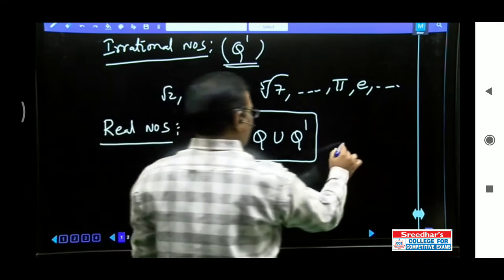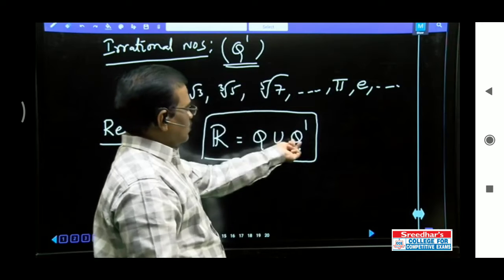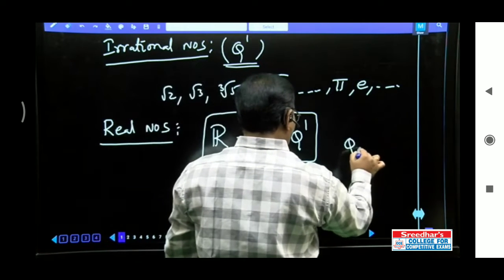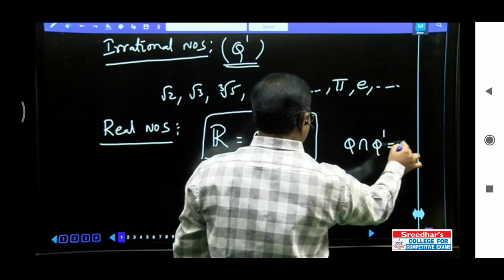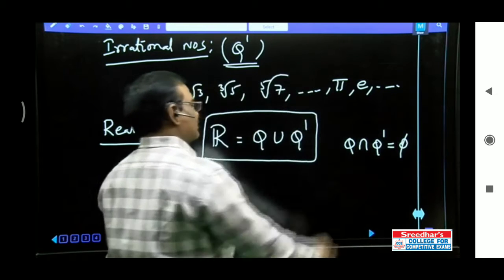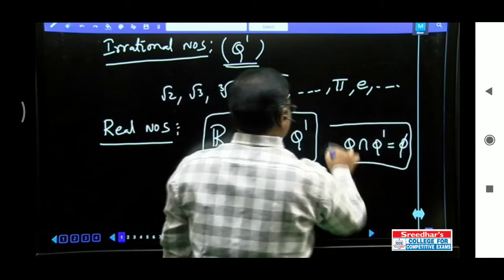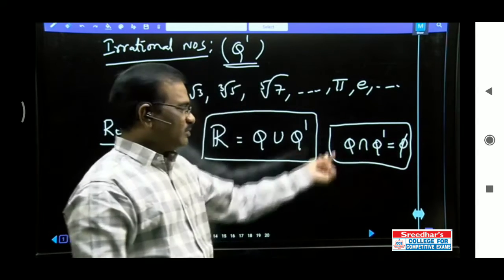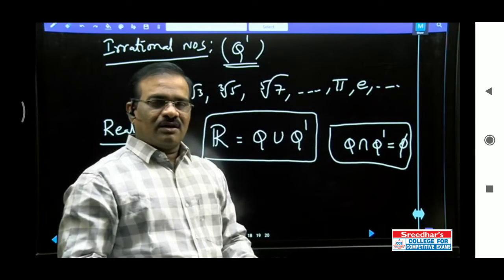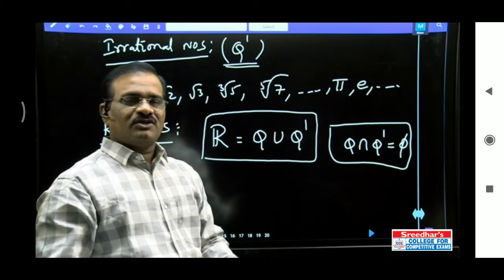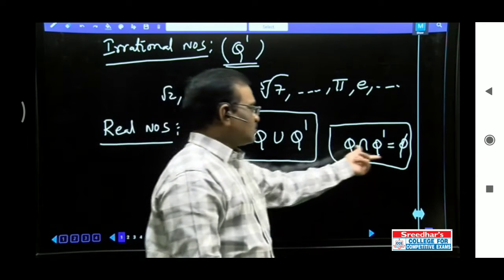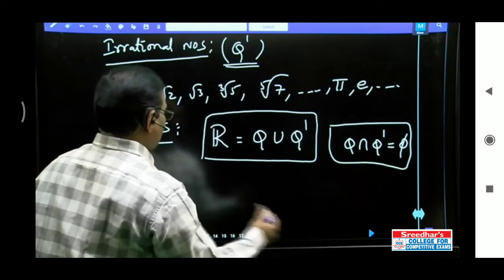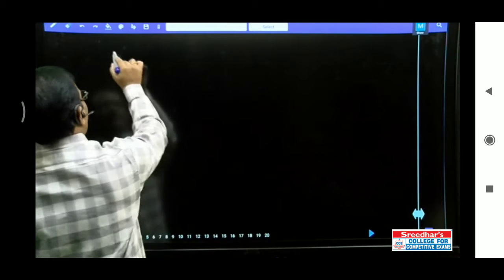And we know very well these two are disjoint sets. If a number is rational it cannot be irrational, and if irrational it cannot be rational, so these two are disjoint sets and the intersection is the null set. Q intersection Q complement is phi. Now this is very important. The union of Q and Q complement, rational and irrational combined, is real. The intersection of rational and irrational is the null set. Null set means empty set: a set which does not contain any elements is called a null set. Null set is denoted by phi. Real numbers, then after real, imaginary numbers.